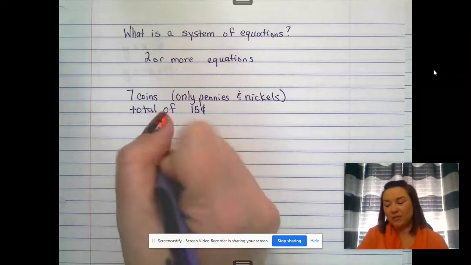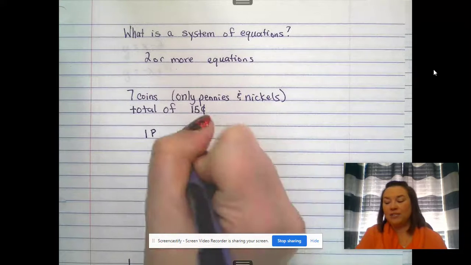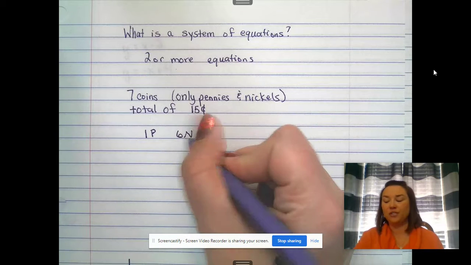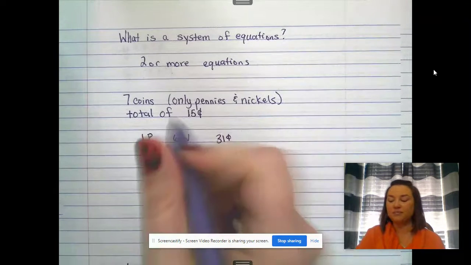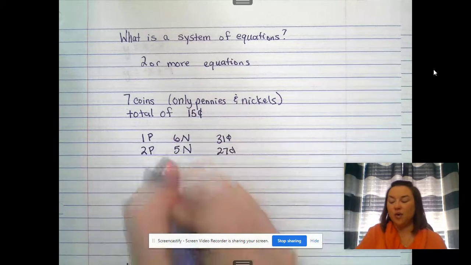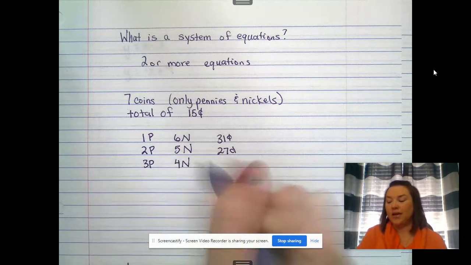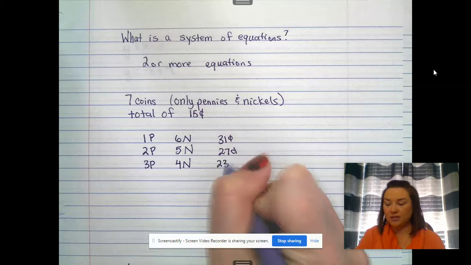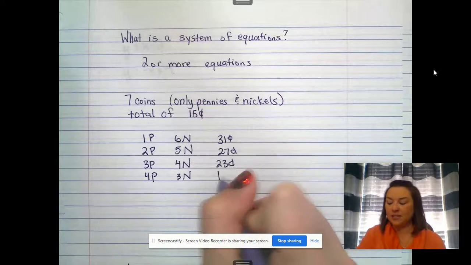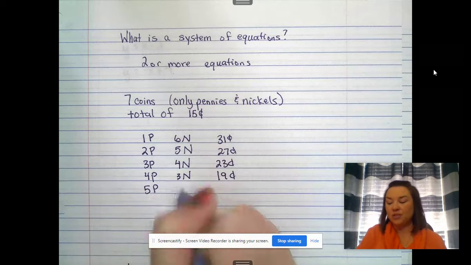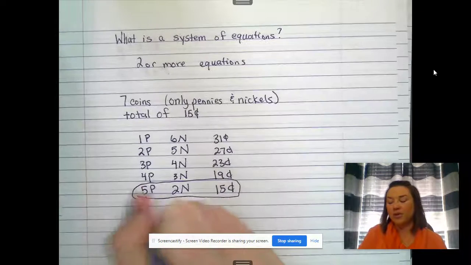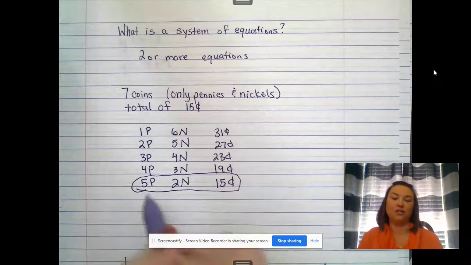So I would start by saying, okay, what if I had 1 penny? And that would leave 6 nickels in order for us to have a total of 7 coins. How much would that be? So 6 nickels would be 30 cents plus 1 penny. That would be 31 cents. Then I could have 2 pennies and 5 nickels. So that would be 27 cents. Or 3 pennies and 4 nickels. And that would be 23 cents. Or 4 pennies and 3 nickels. And that would be 19 cents. Or 5 pennies and 2 nickels, which would actually be the 15 cents that we needed. So by making a table, we are able to figure out that we have 5 pennies and 2 nickels.